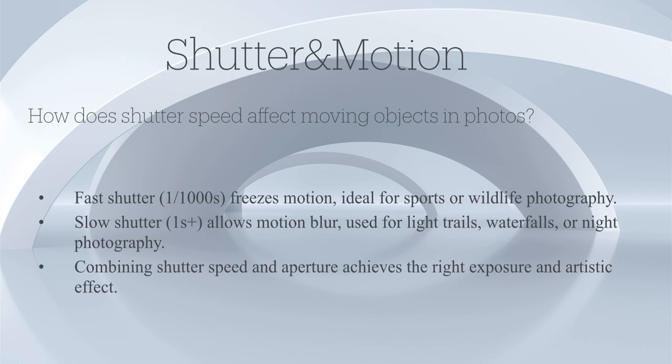Shutter and motion. How does shutter speed affect moving objects in photos? Fast shutter, like 1/1000 of a second, freezes motion, ideal for sports or wildlife photography. Slow shutter, 1 second or longer, allows motion blur, used for light trails, waterfalls, or night photography. Combining shutter speed and aperture achieves the right exposure and artistic effect.